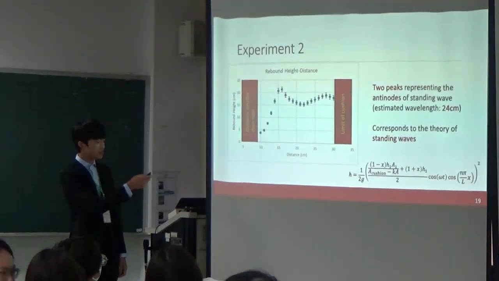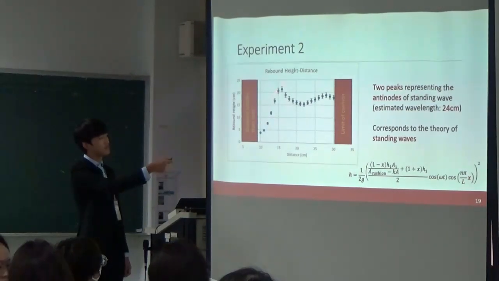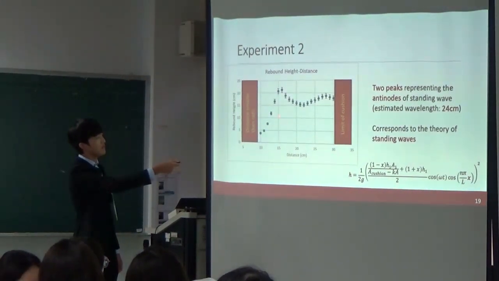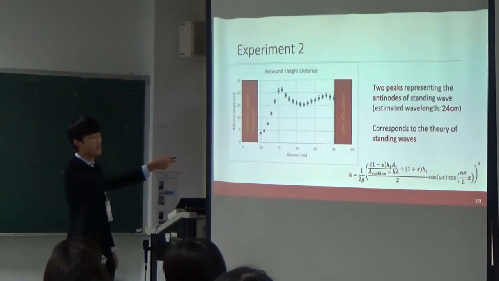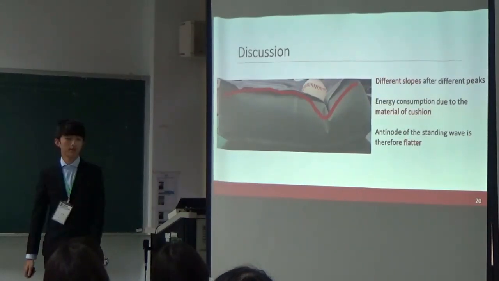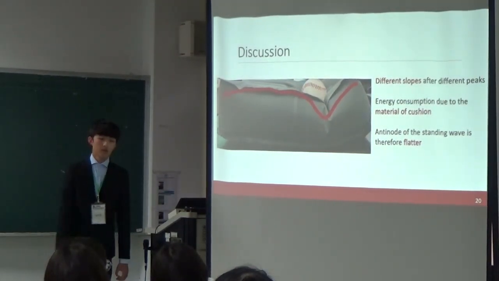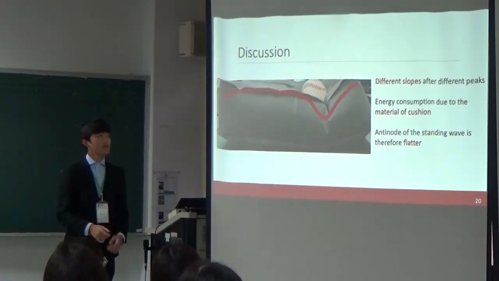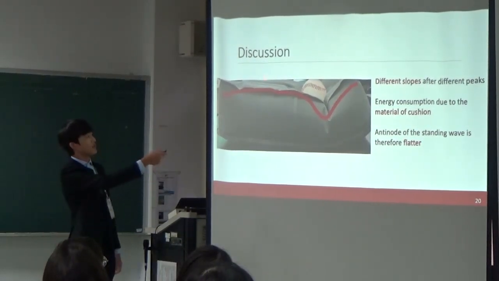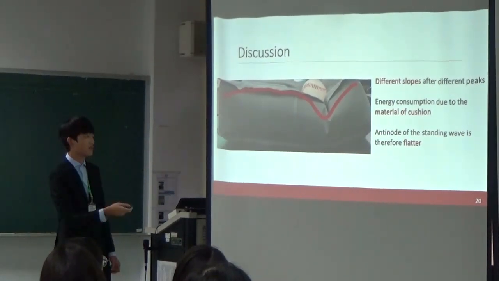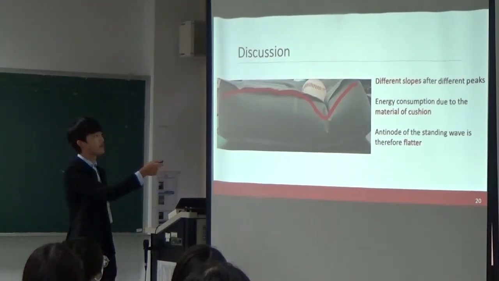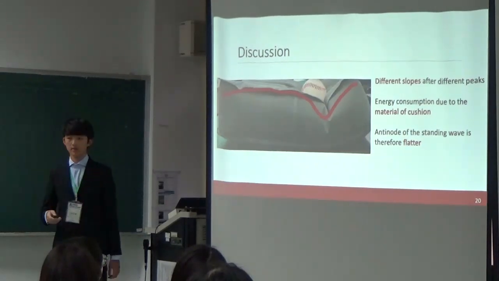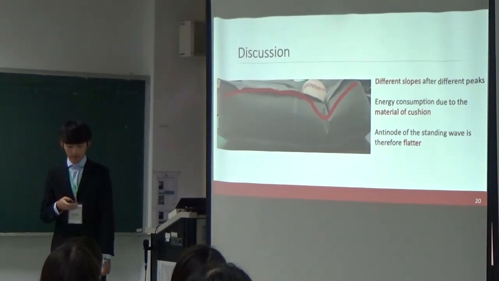And from this graph, you can see that before the first peak, the slope is very big. And there is a slight change of the slope after the first peak and also after the second peak. And we believe that it is because of the material of our cushion. Due to the material of our cushion, the wave will not have the maximum amplitude that we have in our theoretical model. So the antinode is going to be flatter, and this is why the slope is smaller for different peaks.